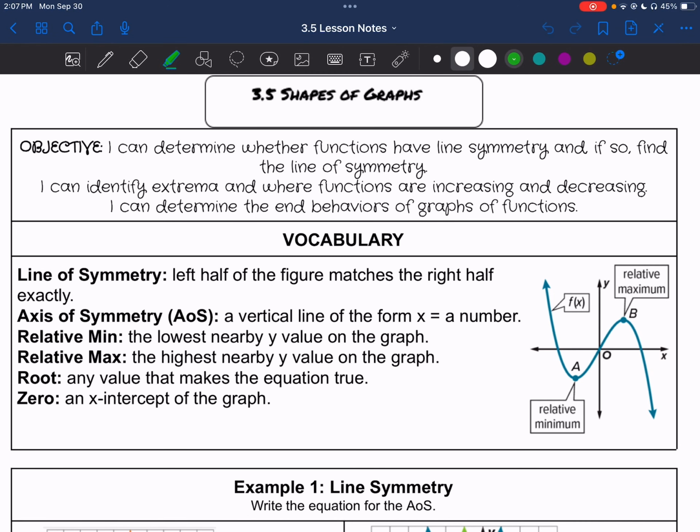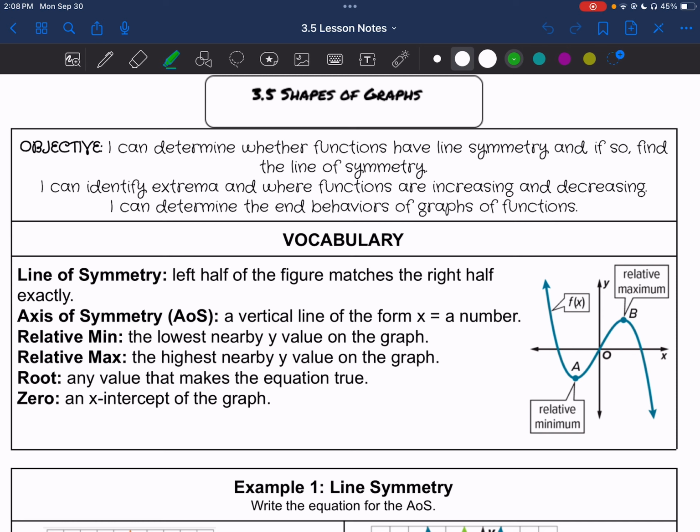Welcome to the Module 3.5 Shapes of Graphs notes. Our objective for today is that I can determine whether functions have line symmetry and, if so, find the line of symmetry. And I can identify extrema and where functions are increasing and decreasing, and I can determine end behaviors of graphs of functions. Now we have some new vocabulary words for today.